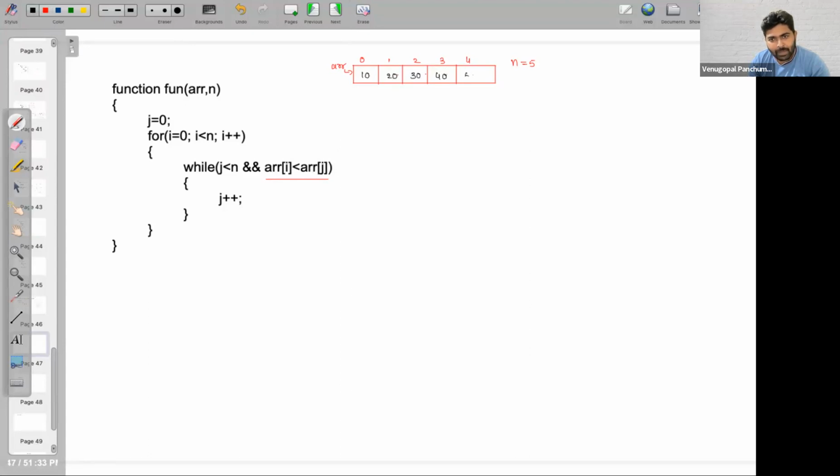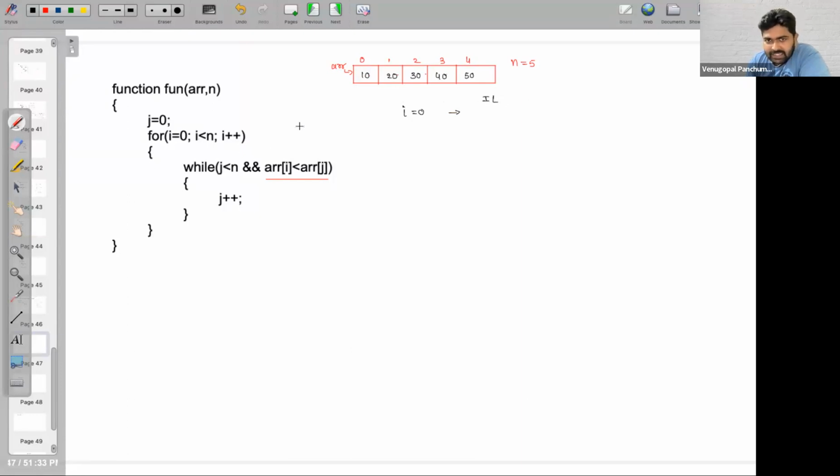So that is the maximum number of times I will try to run. Then only I'll get the maximum worst case time complexity now. Okay, now see here carefully. So I is equal to 0. See what is happening in the inner loop.